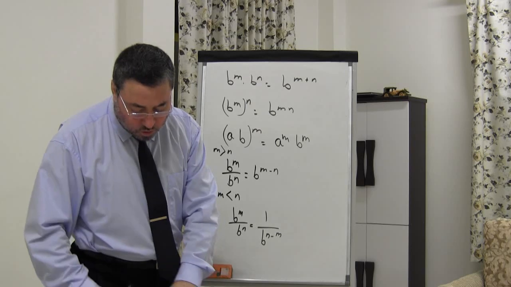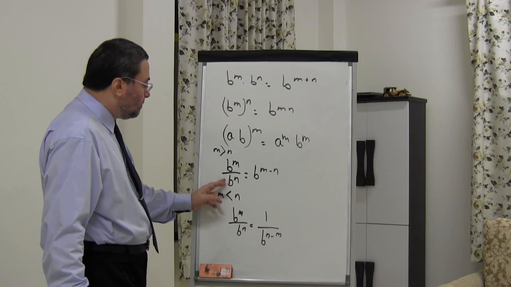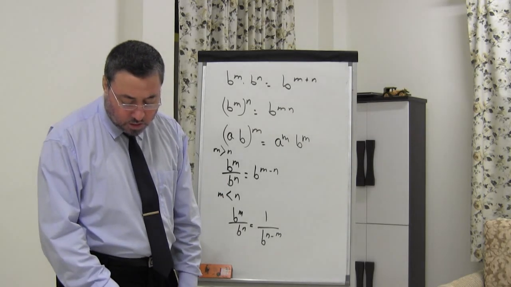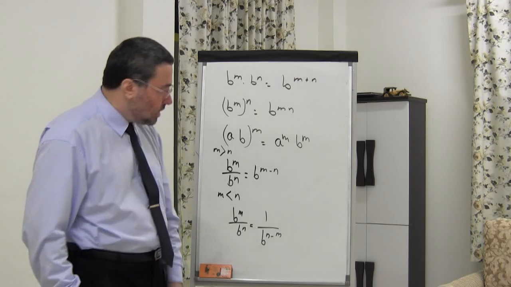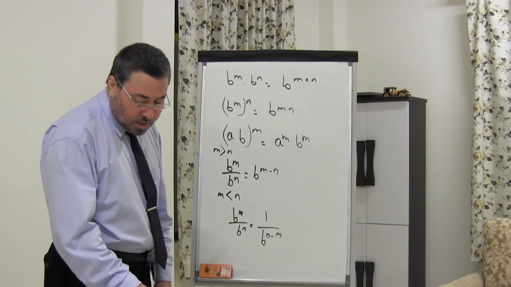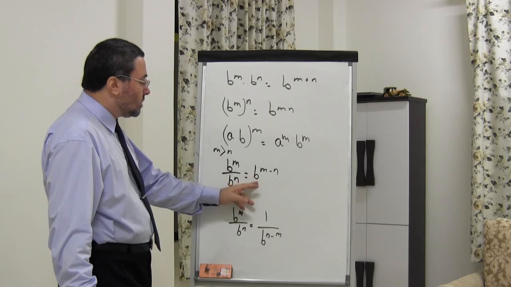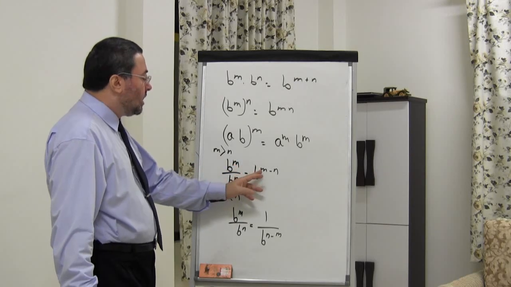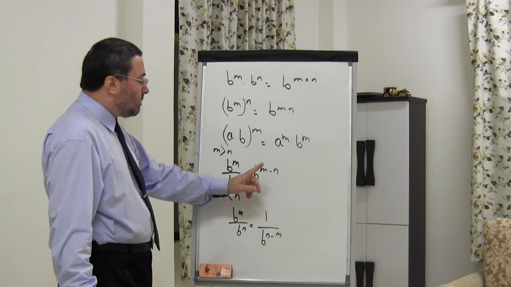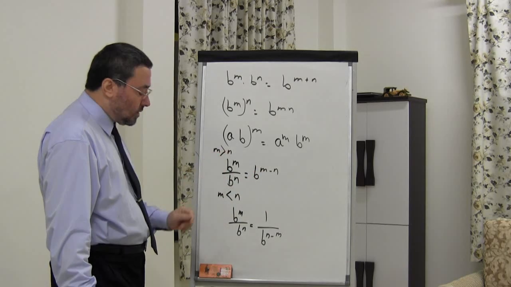On page 207, quotient of powers, for all real numbers b, b cannot be equal to 0, because if it is 0, then we will have an undefined situation. And all positive integers m and n, again, m and n are positive integers. Then if m is more than n, this is our first situation, then the answer will be b raised to the power m minus n. We subtract the smaller number from the bigger number. m is more than n.